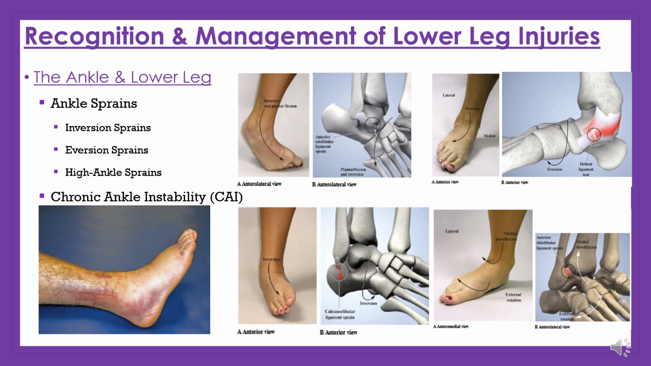The same can be said for eversion and high ankle sprains. High ankle sprains, we are typically always going to pull that athlete out. It doesn't matter what grade of high ankle sprain. There's again usually some degree of instability, and until we are able to counteract that instability, we really don't want them playing in any sport.